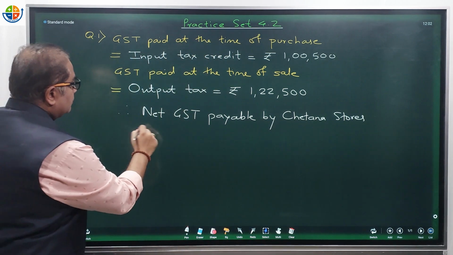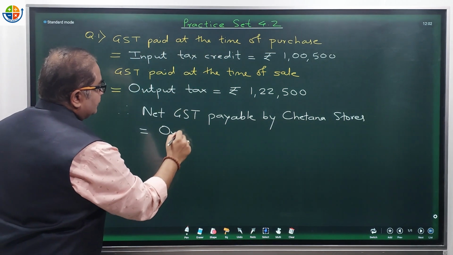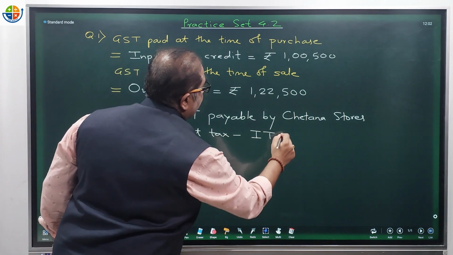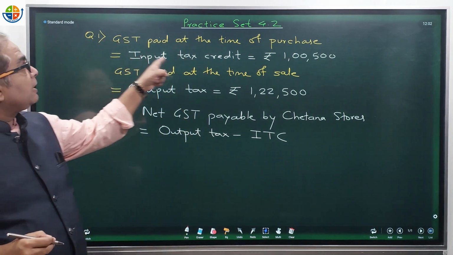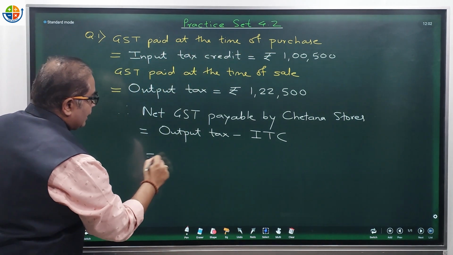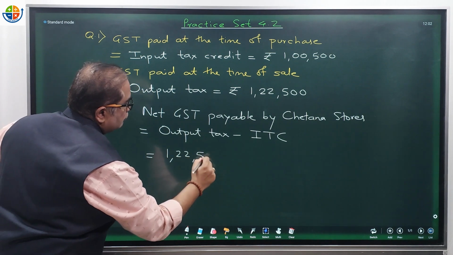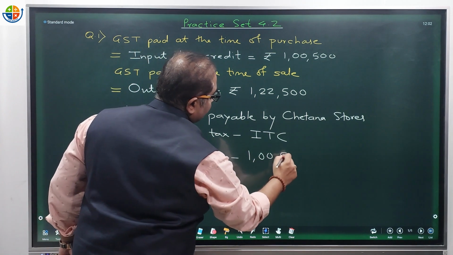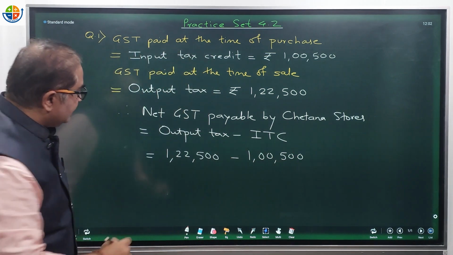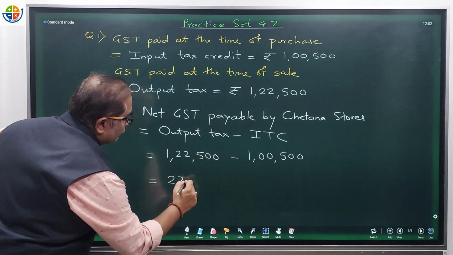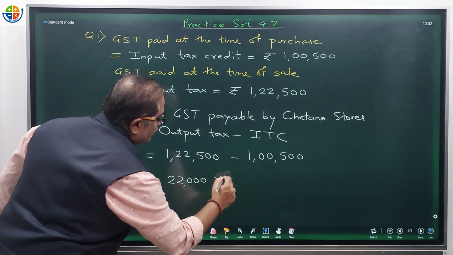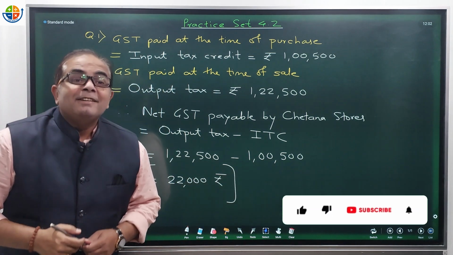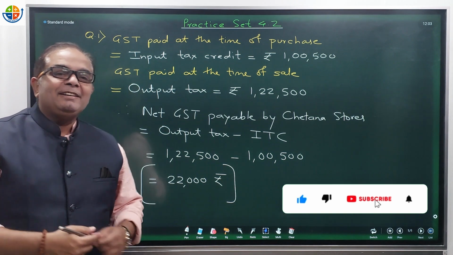Is equal to output tax minus input tax credit. Correct? So this output tax is 1,22,500 minus input tax credit is 1,500,000. So the difference is 22,500 rupees. This is our final answer. है ना? बहुत इजी. अच्छी तरीके से करना है. बेस्ट ऑफ लक एंड थैंक यू.